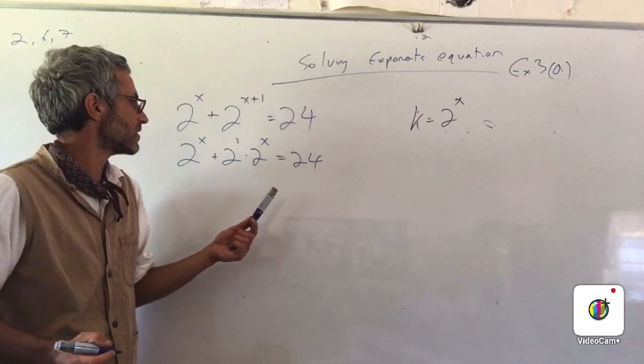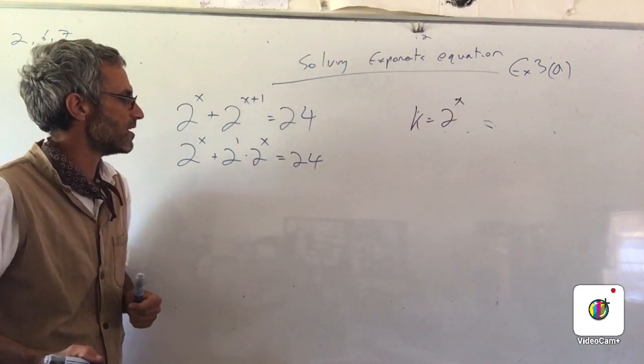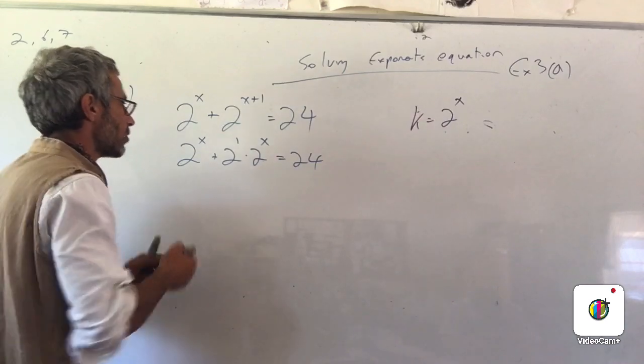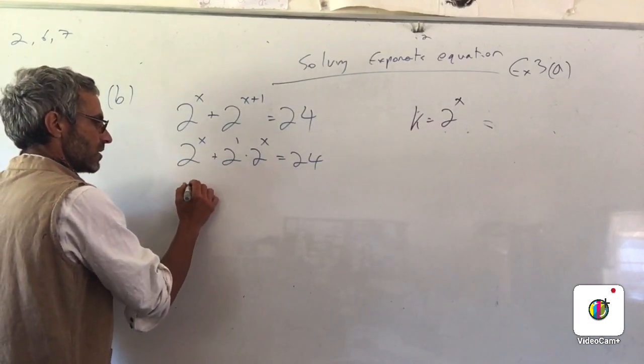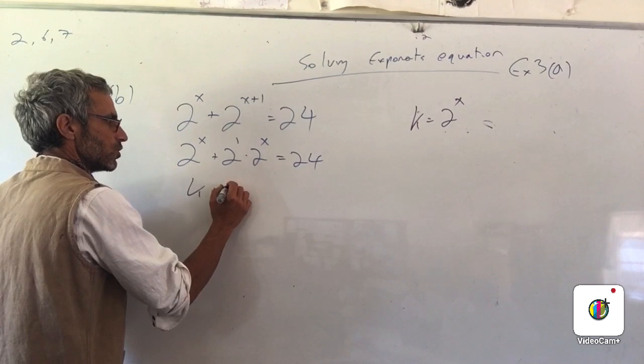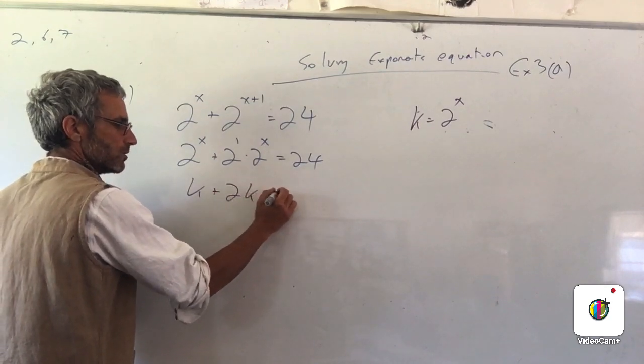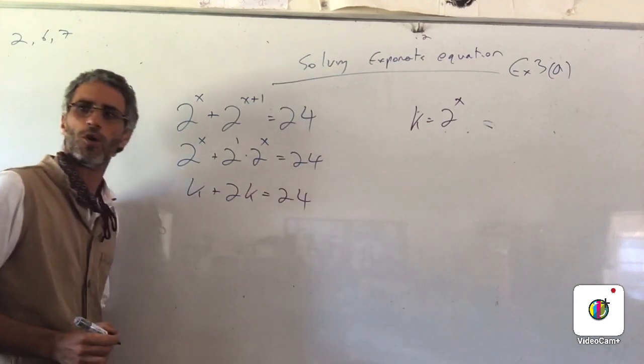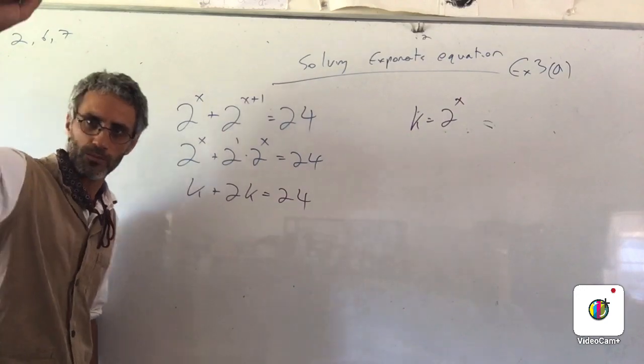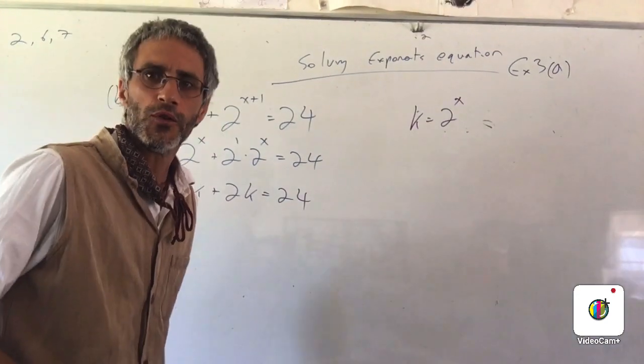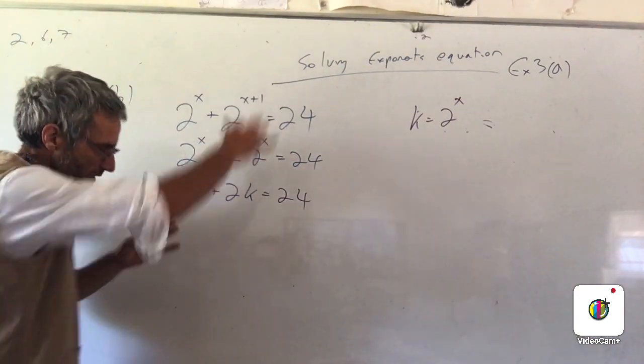Because we are heading towards a simple equation here. How can I write it again now? It's going to be k plus 2k equals 24. That's very easy to solve. Hold on, pause. Let's carry on and then I'll go over it again.